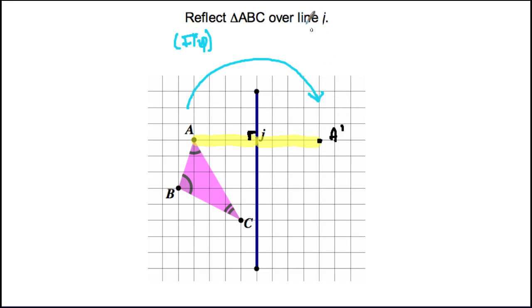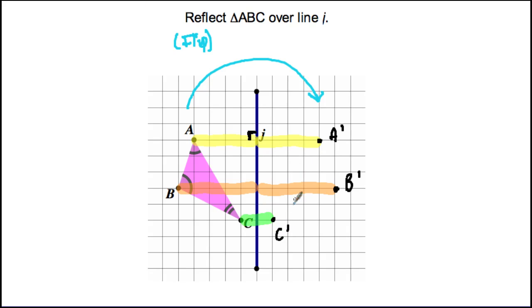And I'm going to do the same thing with B. B is 1, 2, 3, 4, 5 units away. So the new B will be 1, 2, 3, 4, 5 units on the other side of the mirror. So that would be B prime. And then finally, point C is only 1 unit away, so it will still be 1 unit away on the other side of the mirror.